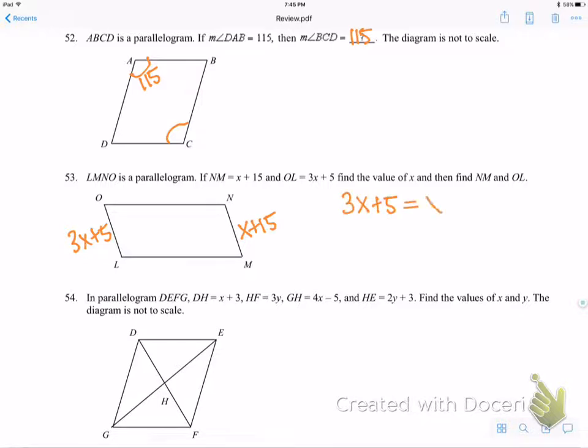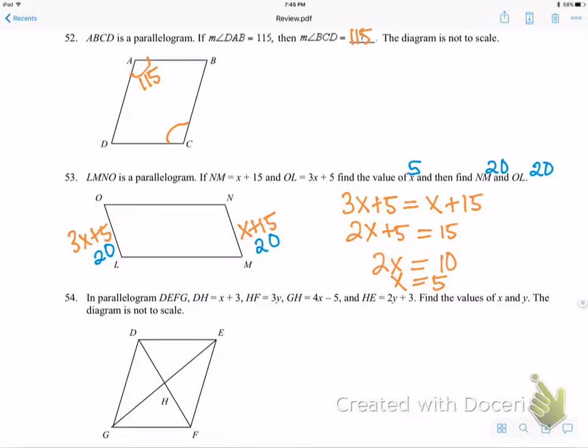So I can set these two sides equal to each other and solve by subtracting x from both sides and subtracting 5 from both sides, and then dividing by 2. So x equals 5, but it also wants us to find NM and OL. So I'm going to substitute back into these original equations. I got x equals 5, and 5 plus 15 is 20. So this side's going to be 20. We already talked about how these are going to be congruent, but if you do 3 times 5 plus 5, you get 20 as well. So we get 20 for NM, 20 for OL, and 5 for the value of x.